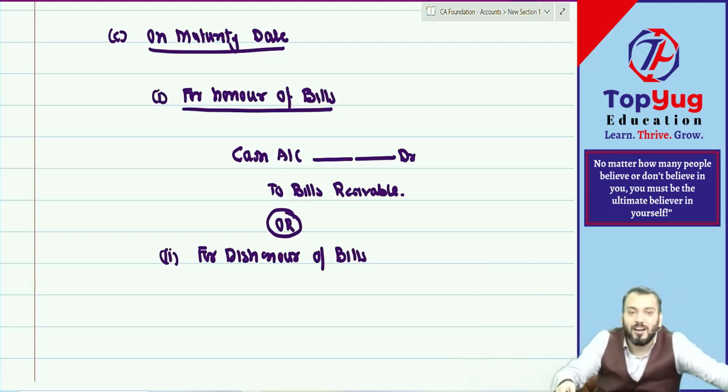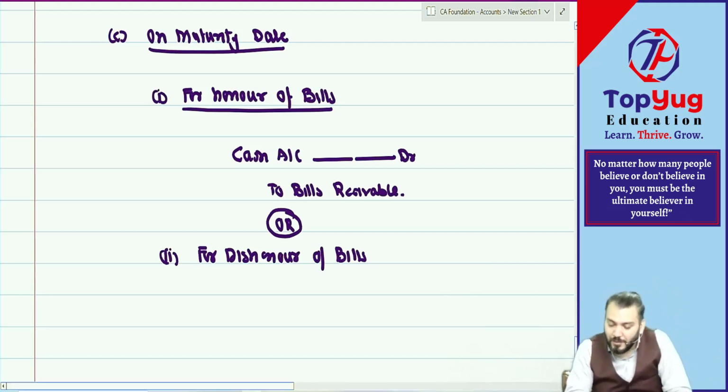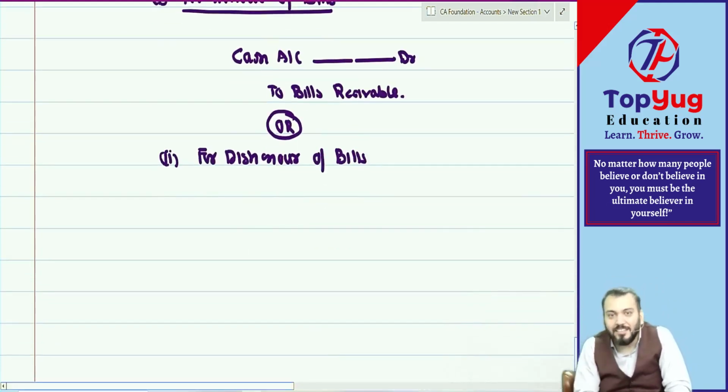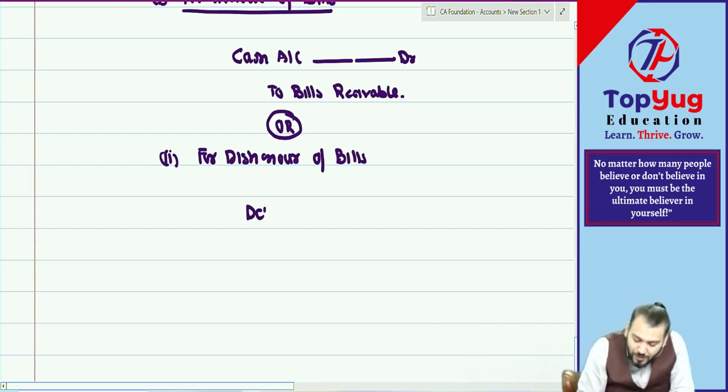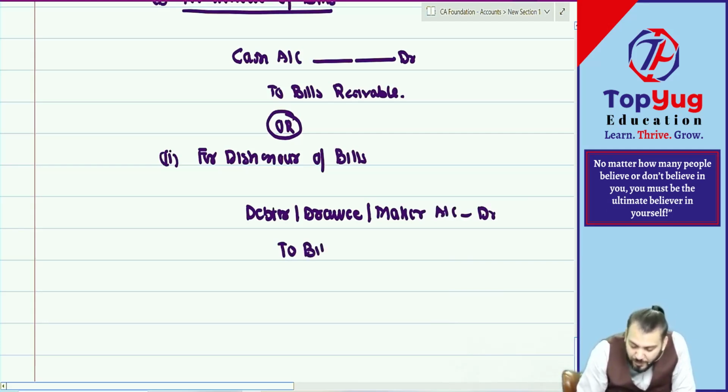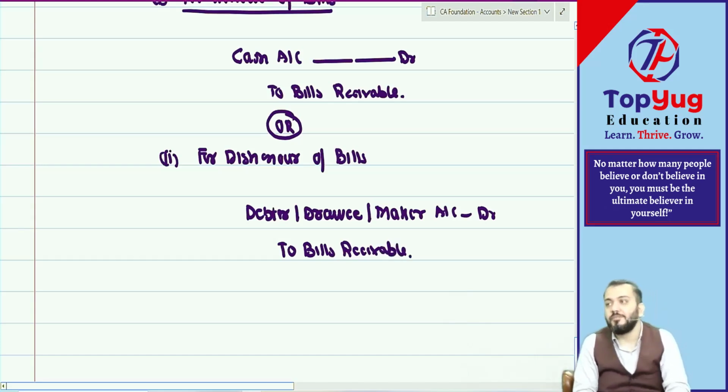So once again we need to show that the amount is receivable from Sita. We convert BR into trade receivable. What journal entry? BR will decrease and trade receivable will increase. Trade receivable to bills receivable, which means debtor account debit to bills receivable. Once again this account will come: debtor, or drawee, or maker account debit to bills receivable. Have you understood? Simple.